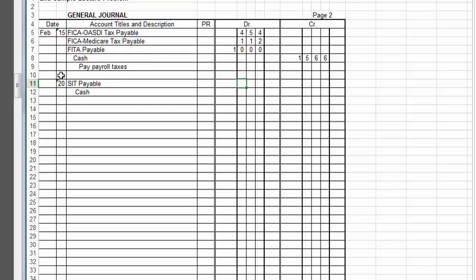Oh, and this one, we didn't have any SIT payable. I was just going to demonstrate how to do the SIT payable, but we don't have any. Oh wait, we do. 190. Sorry about that.